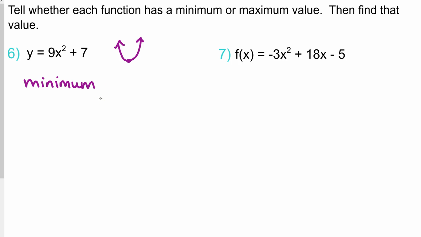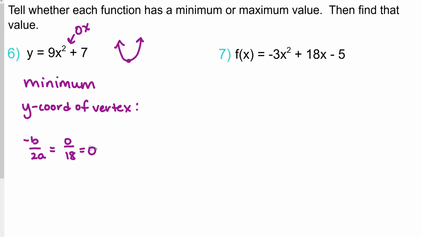And then to find the minimum, we need the y-coordinate of the vertex. So let's start by finding the x-coordinate of the vertex. And to find the x-coordinate, we use the opposite of b over 2a. And in this case, what's our b? We have an invisible 0x in there. So it's 0 over 18. So that's 0. And if we put 0 in for x, what do we get for the y-coordinate? We get 7. So the minimum value is 7.